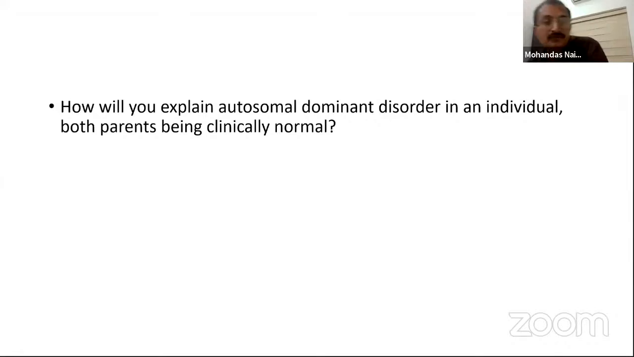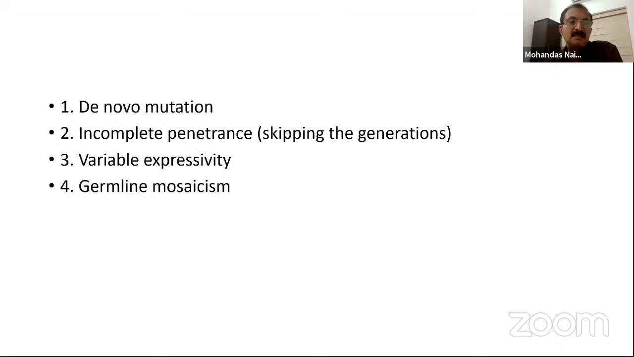So sometimes you diagnose the condition as autosomal dominant, but both parents can be clinically normal. So usually in autosomal dominant disorder, for an affected individual, there will be an affected parent. So if there is no affected parent, how will you explain that? The commonest situation is the de novo mutation. The mutation is occurring to that individual for the first time. The previous generation is not affected.